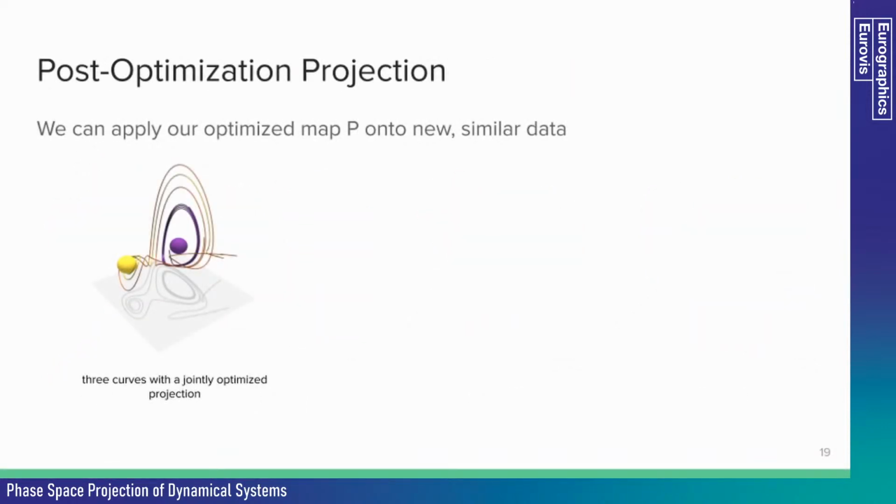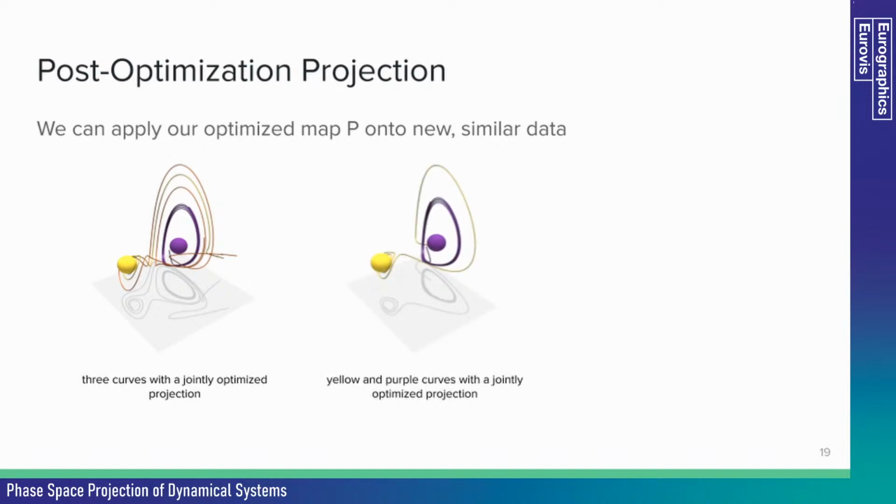Another interesting result is the explicit representation of our projection map. Given this formulation, we can apply an optimized map to new similar data compared to the dataset that we have optimized the map with. As an example, we show inertial particle motion in a forced Duffing equation phase space. We jointly optimize 3 different trajectories, yellow, purple, and orange, and visualize corresponding critical points as spheres.